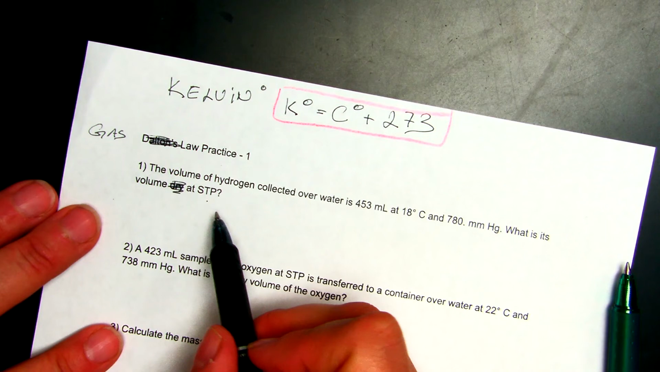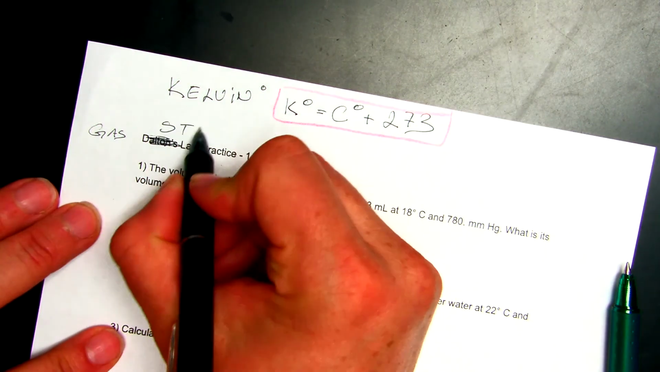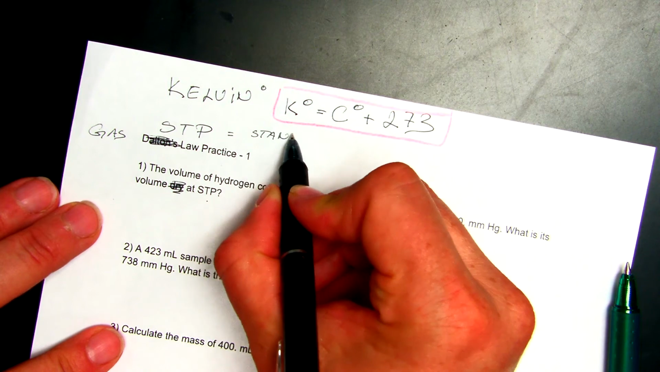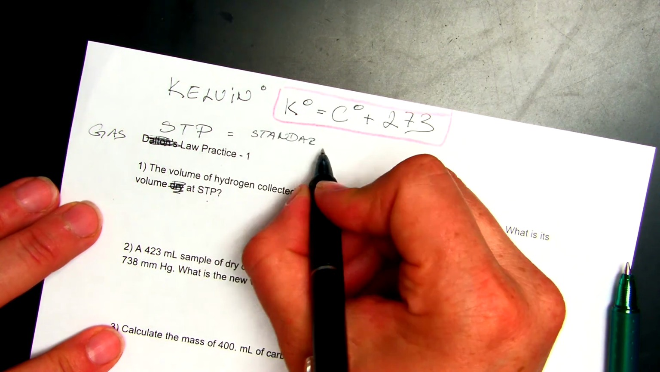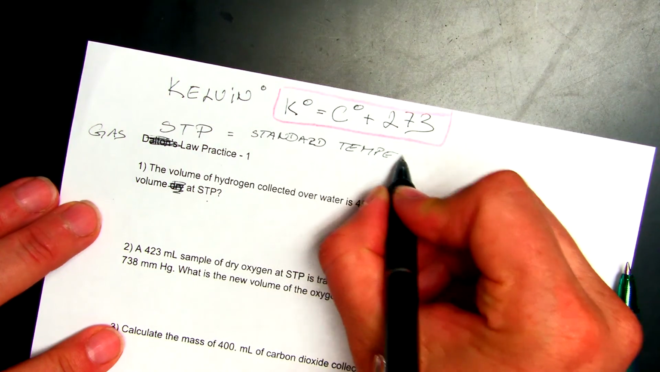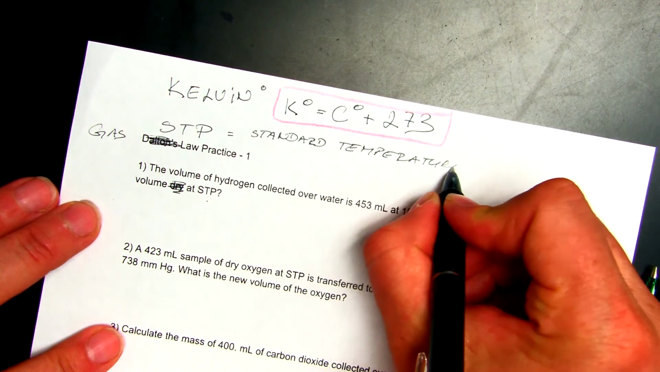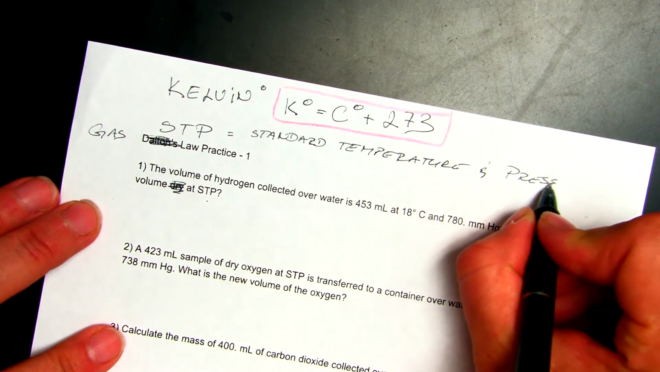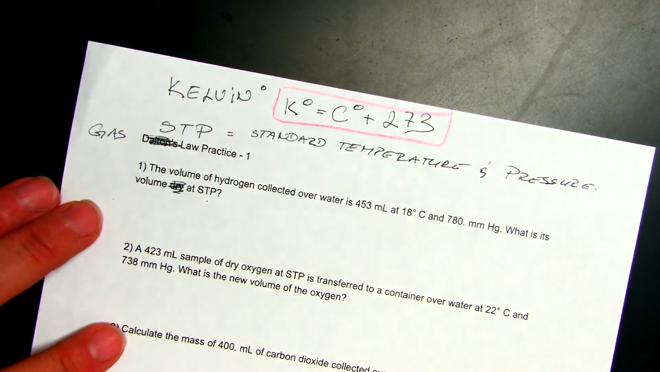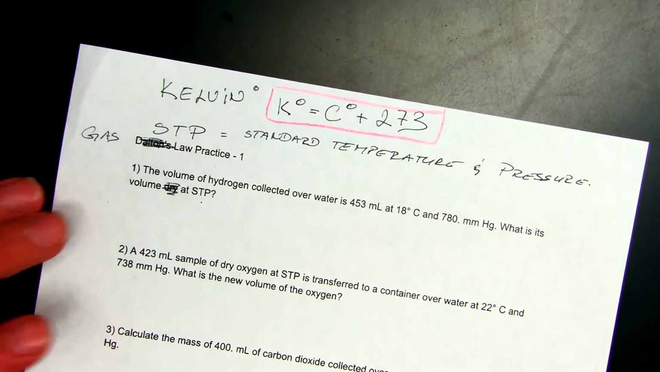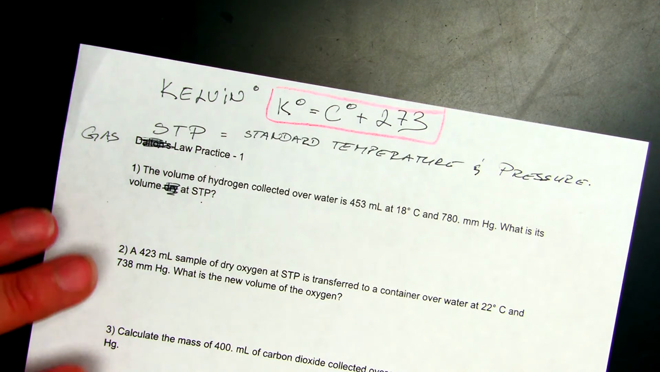STP, let's define STP. STP means standard. S stands for standard temperature and pressure. So on your exam, when you get these problems, you won't know exactly which law to use. So you have all of them ready. You need to have all of them ready.